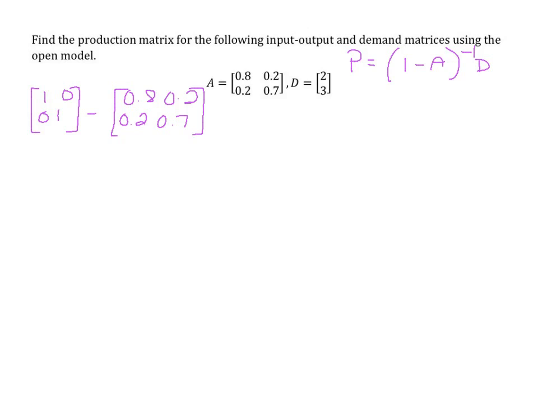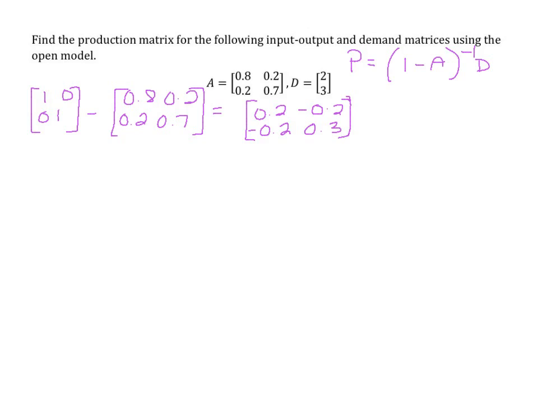This will result in 0.2, so 1 minus 0.8 is 0.2. Nothing minus 0.2 would be negative 0.2. Nothing minus 0.2 is negative 0.2. And 1 minus 0.7 is 0.3.